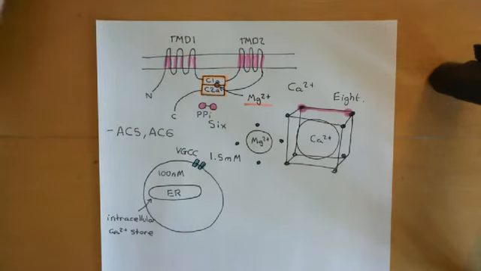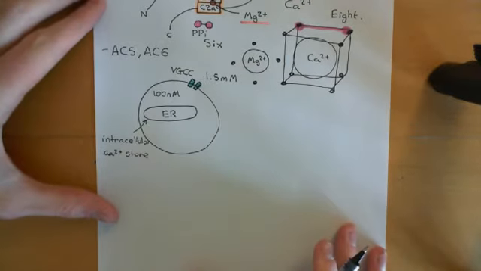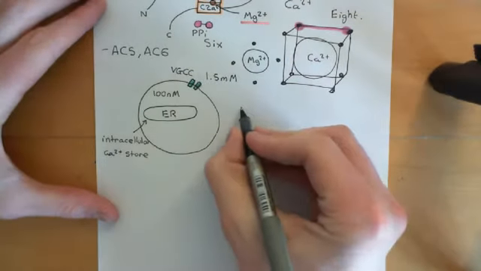Alternatively, you can release it from the ER. Now, how do you release it from the ER? Well, you activate G-protein coupled receptors on the cell surface membrane, which then result in the generation of IP3, which can then open IP3 receptors in the ER membrane. So let me just briefly describe to you the Gq cascade.